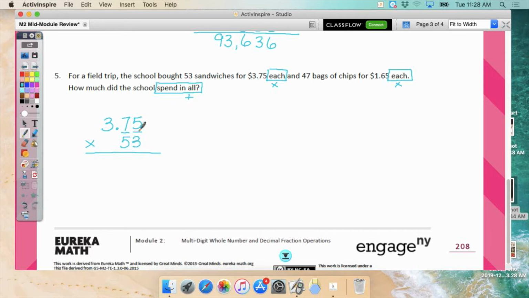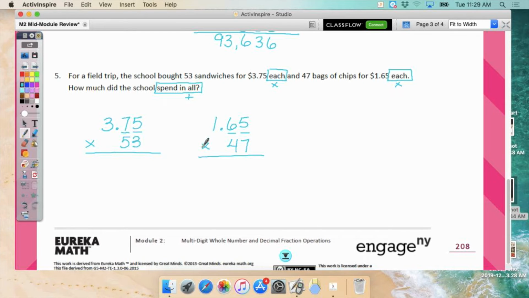Okay, so now that I've got a problem for the sandwiches, let's talk about the chips. Is it the exact same thing? Is she going to scan each bag, or is she going to take them times 47? Okay, and how much does each bag cost? $1.65. Now, did you notice me underlining digits in decimal place value? Okay, so when you get to your answer, are you going to have to underline digits in your decimal place value? Yes. Okay.